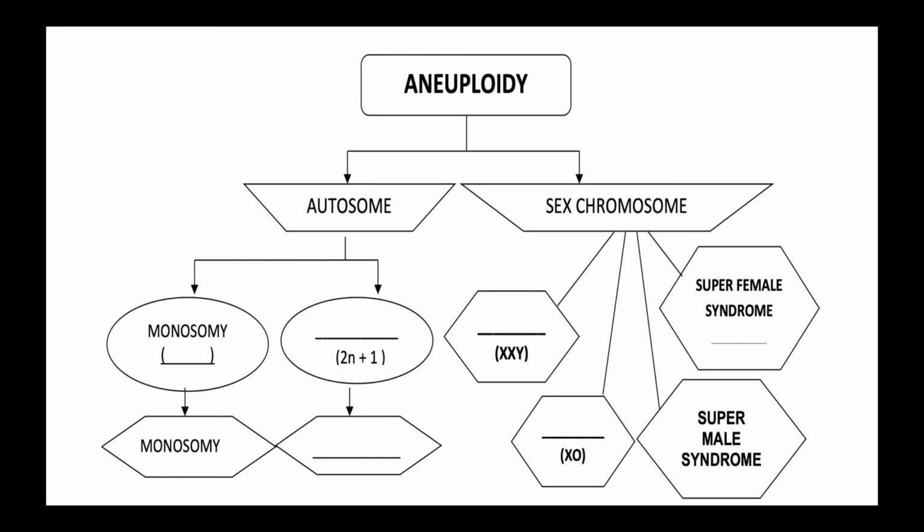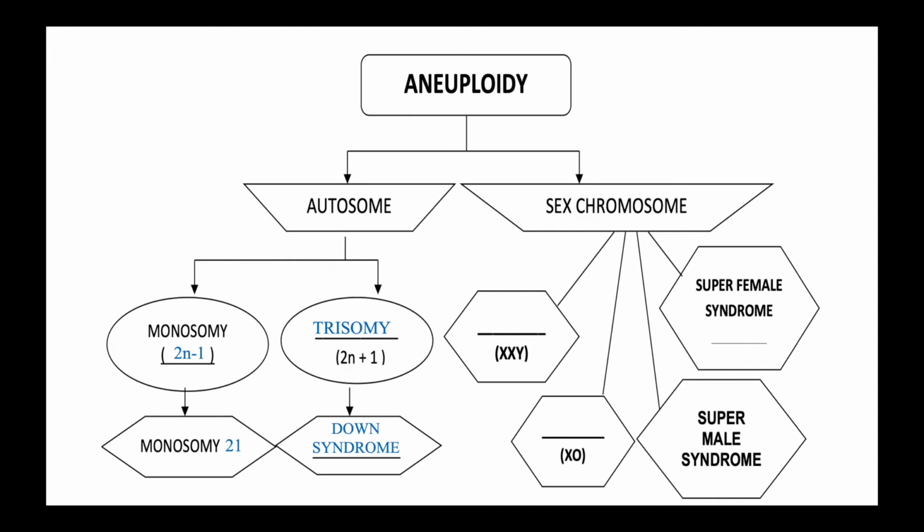Here are some examples of disorders resulting from aneuploidy of autosomes and sex chromosomes. Autosomes refer to chromosomes which are not sex chromosomes. As we know, monosomy is the 2n minus 1 condition, and 2n plus 1 is a trisomy condition. An example of a disorder from autosomal monosomy is monosomy 21. The example of a disorder of autosomal trisomy is Down syndrome, or trisomy 21.